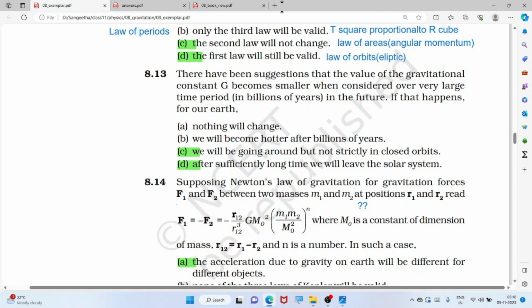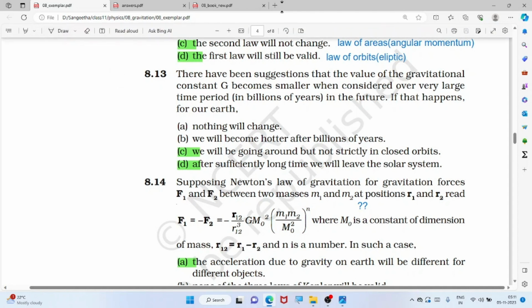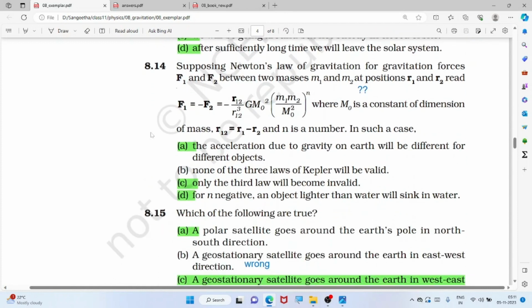See, nothing will change is wrong. We will become better off, no, that is also wrong. Okay, it's because this gravitational constant is used in the gravity computation, the force computation, so things will change.